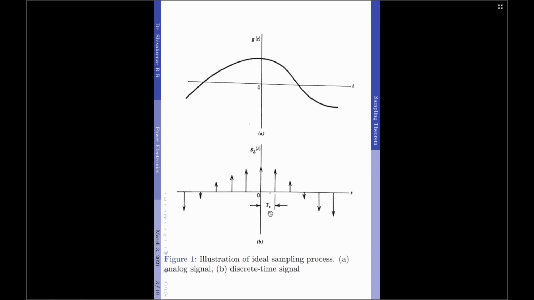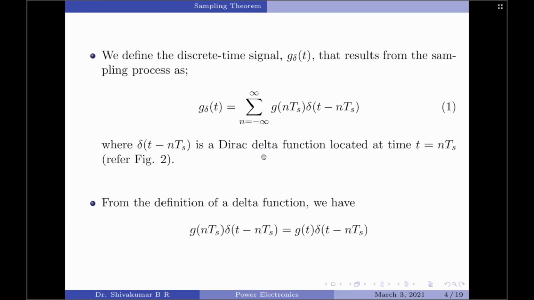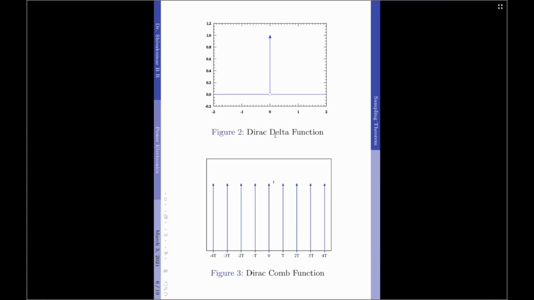So, the discrete time signal g delta of t that results from such sampling process can be represented by an equation as g delta of t equals summation n varying from minus infinity to plus infinity g of nTs into delta of t minus nTs. Here what is very important is the delta function, which is called the Dirac delta function, located at t equals nTs. Now for n equals 0, we have a diagram for the Dirac delta function given by this. So this is the Dirac delta function at n equals 0.